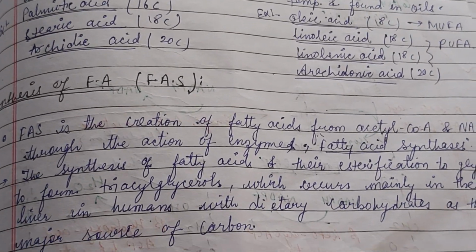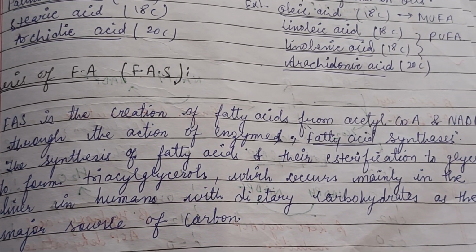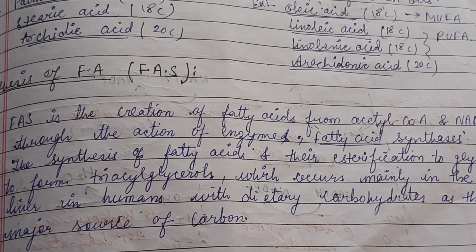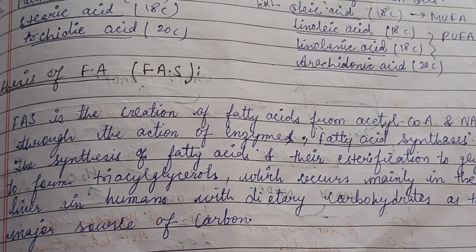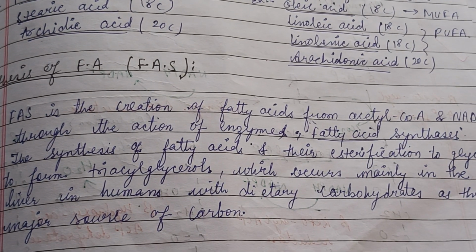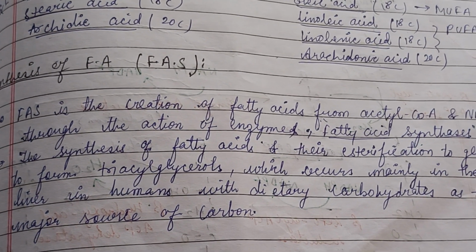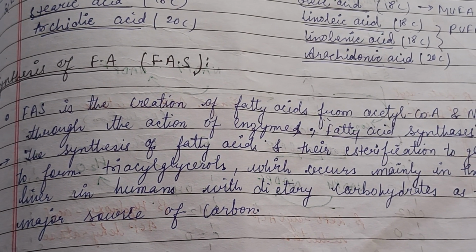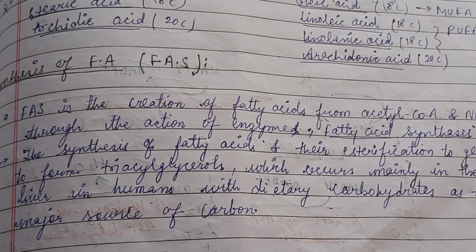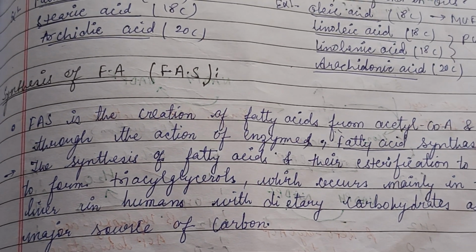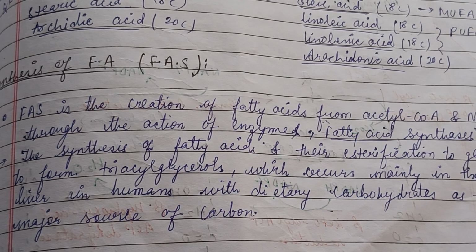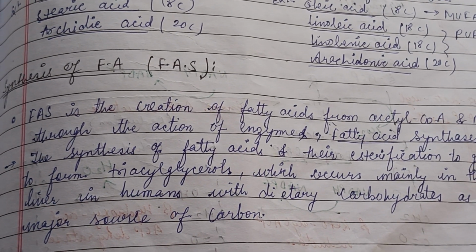Synthesis of the fatty acid is the creation of the fatty acid from acetyl coenzyme A and NADPH through the action of the enzyme fatty acid synthase. The synthesis of fatty acid and their esterification to glycerol to form triglycerols occurs mainly in the liver in humans, with dietary carbohydrate as the major source of carbon. So 3 molecules of the fatty acid and 1 molecule of the glycerol form the lipid.